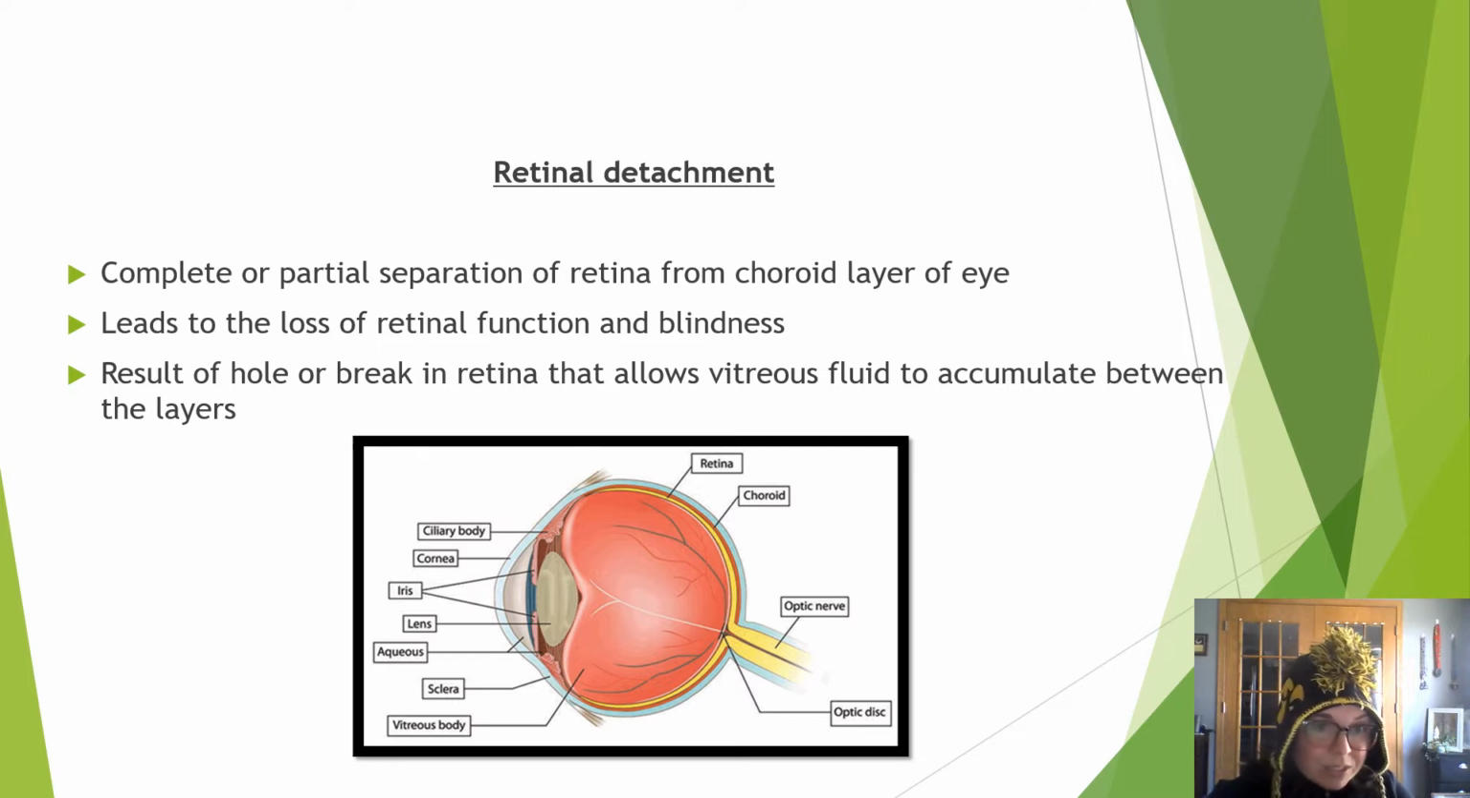Okay, this disorder is a complete or partial separation of the retina from the choroid layer of the eye. The retina is, in our image, this thin layer, and the choroid is the red layer outside of that. The detachment leads to the loss of retinal function and blindness. The result of a hole or break in the retina allows vitreous fluid to accumulate between the layers, and that's just going to exacerbate the condition.